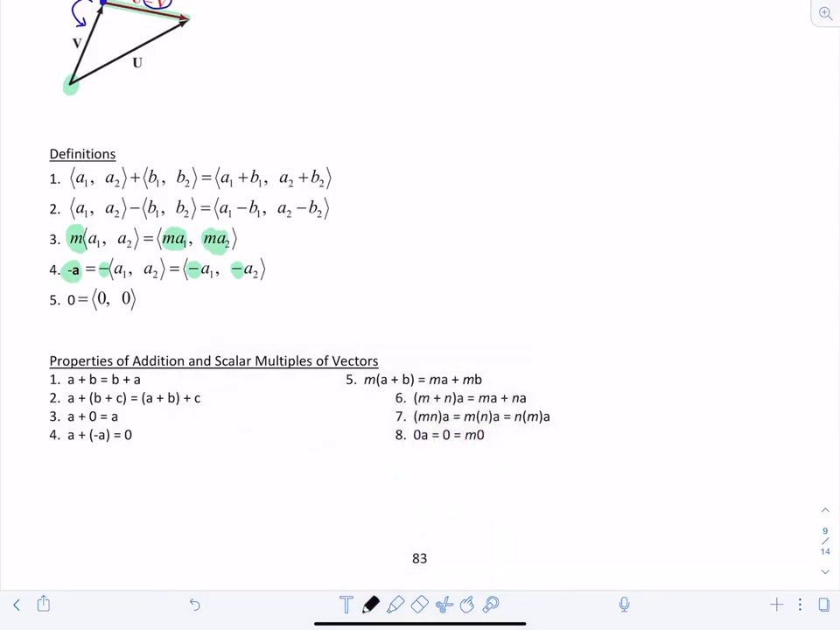And this should be bold. This should be bold, or just put the vector sign over it. The zero vector is 0 and 0 for both its components.